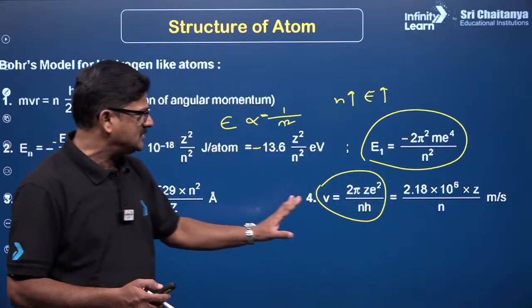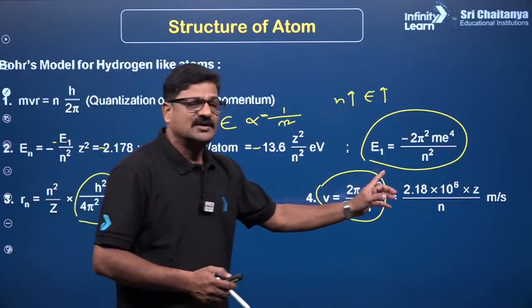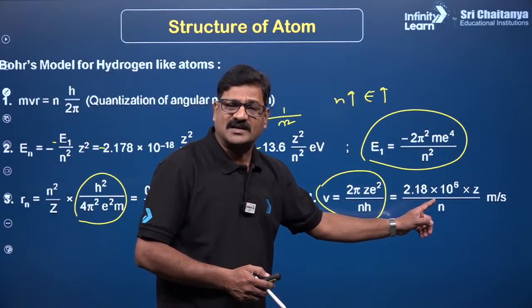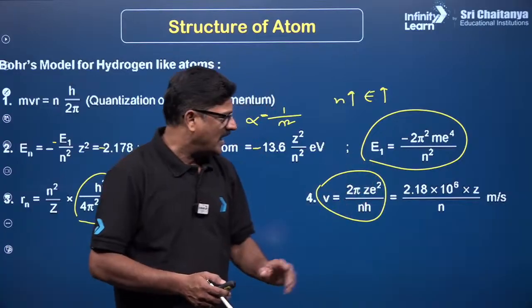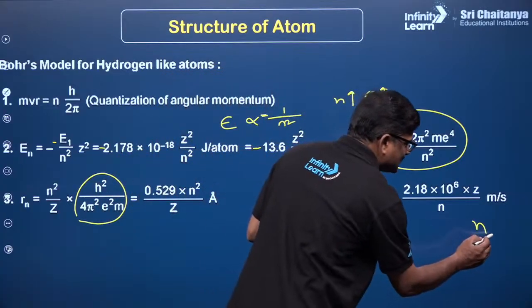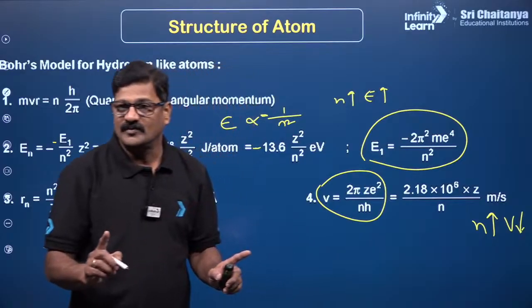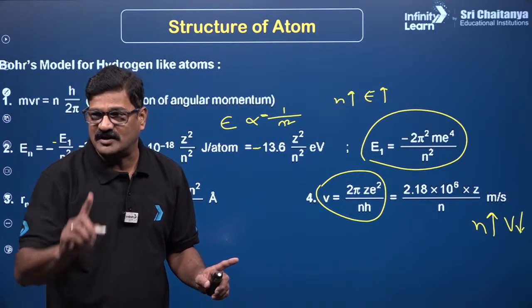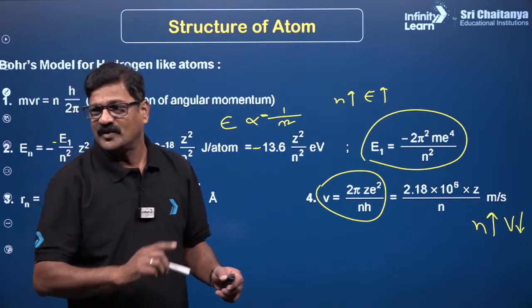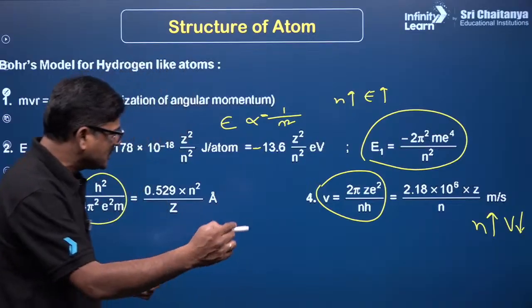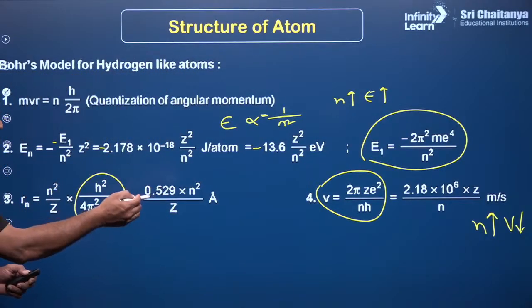This is very important here, and it is given as 2.18 into 10 raised to 6 into Z by n. As n value increases, velocity value decreases, you can say. Are you getting or not? Dear children, hope you are understanding. Mayan and Pramila, stay tuned. I am going to revise everything here.